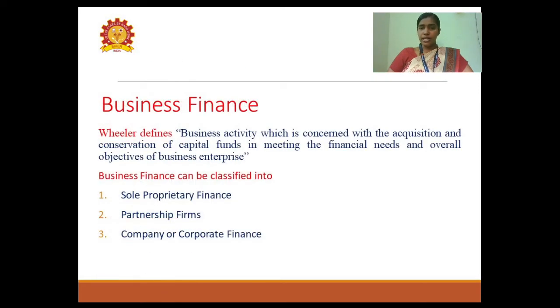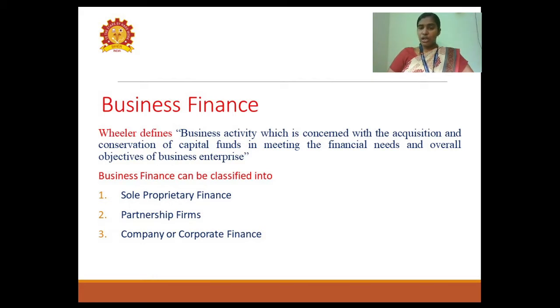Business finance. Here is one definition. Business finance is defined as the business activity which is concerned with the acquisition and conservation of capital funds in meeting the financial needs and overall objectives of business enterprises. So this defines that business finance is just the business activity concerned with the acquisition and conservation of capital funds in meeting the financial needs.